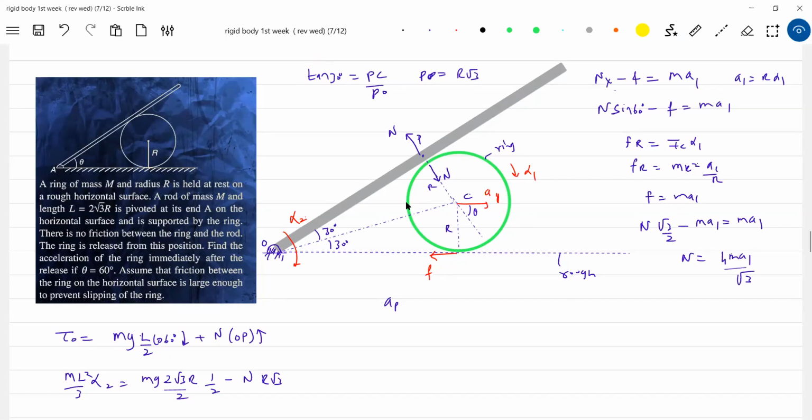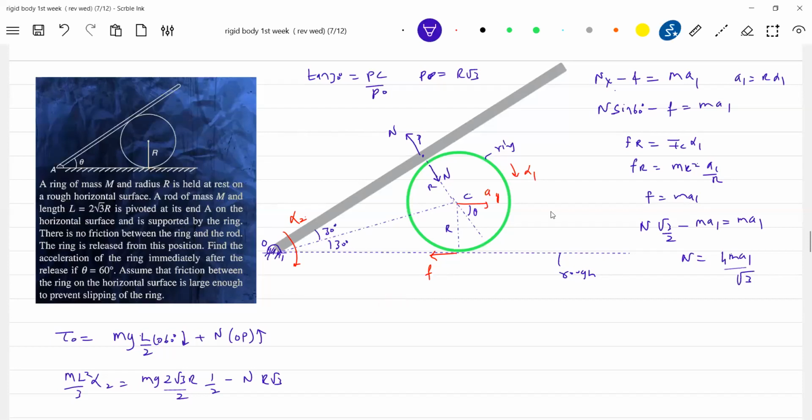Anybody, what is the value of theta? Theta will be 30, yeah? Sir, 60? Why? 30, sir. 30 only.